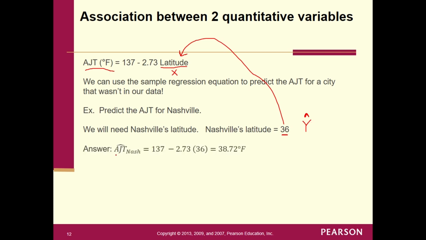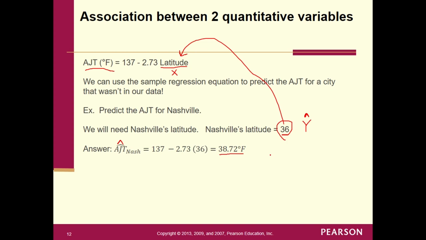Notice here we have average area temperature. This is the hat. It got a little distorted here based upon the graphics, but there's a little hat right here. And I put a little subscript here for Nashville. So Nashville's average area temperature prediction is what? It's 137 minus 2.73, and we put in 36 for its latitude. You would put that into your calculator. And what did we get here? I got 38.72 degrees Fahrenheit. Hopefully you would get the same thing.